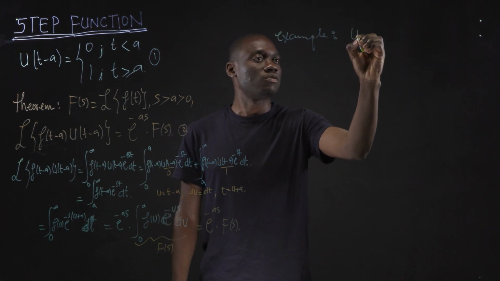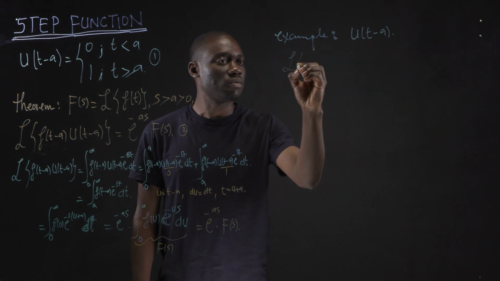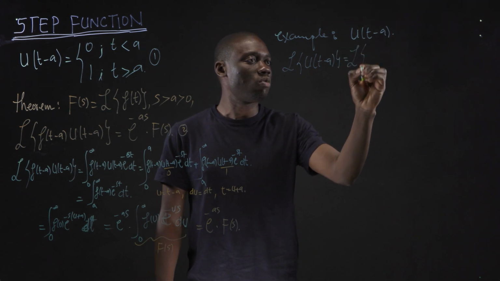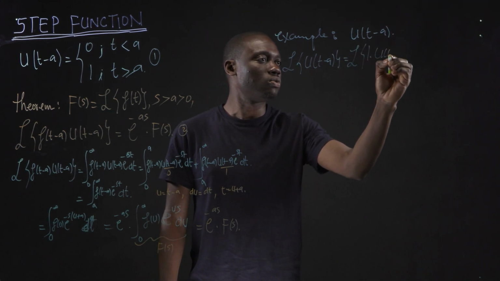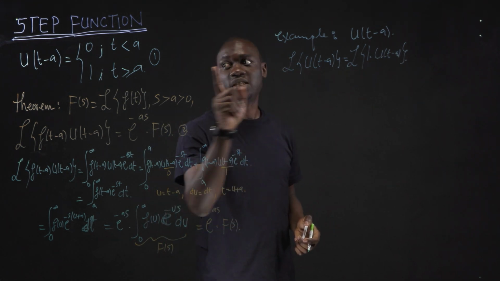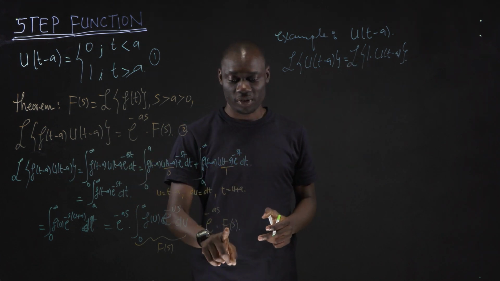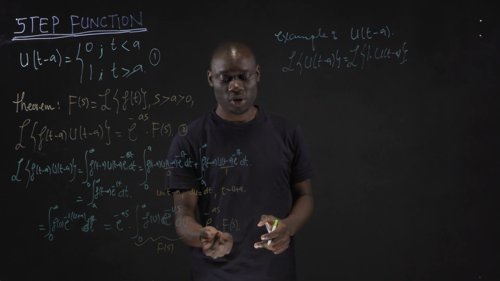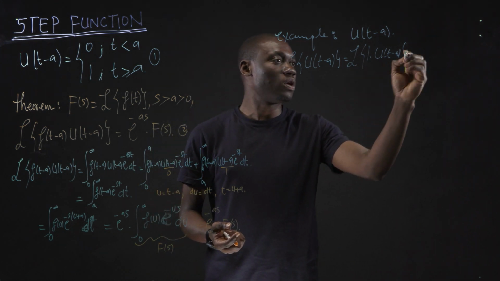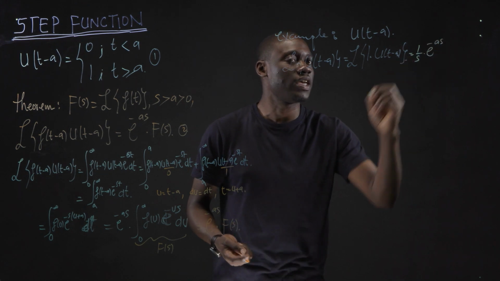Now, let's quickly look at this example. Find the Laplace transform of u(t minus a). The Laplace transform of u(t minus a) is also the Laplace transform of 1 times u(t minus a). Here we consider that f(t) is 1, and remember that the result is equal to the exponential times the Laplace transform of f. So the Laplace transform of 1 is 1 over s, and we get 1 over s times e^(minus as).